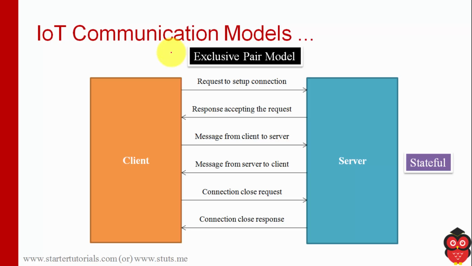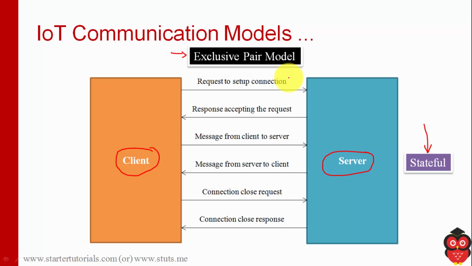And the last model is the exclusive pair model. So again, here we have two entities, client and server. This is very similar to the request response model, but the only difference is that the exclusive pair model is stateful, whereas the request response model was stateless. Stateful means the server can keep track of different requests coming from the same client.